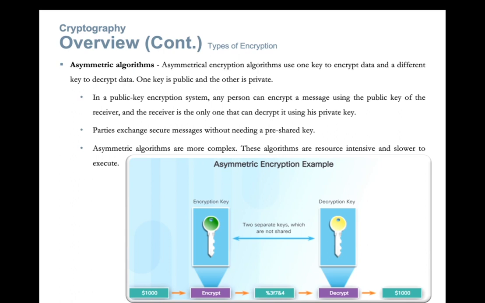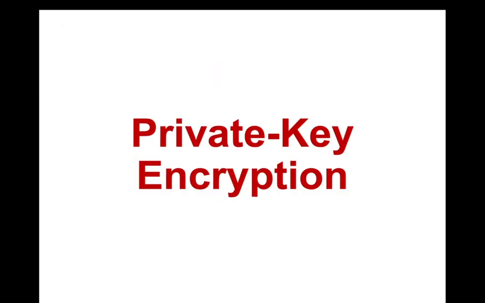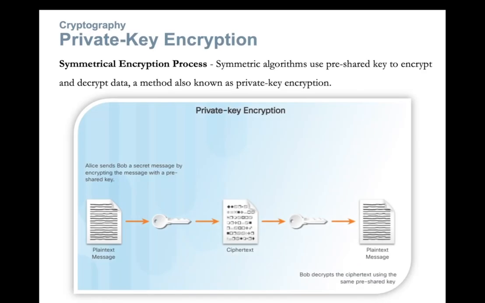So what is the symmetrical encryption process, and how does it take place? The symmetrical encryption process is private key encryption. The symmetric algorithms use the same pre-shared key to encrypt and decrypt data, a method also known as private key encryption.